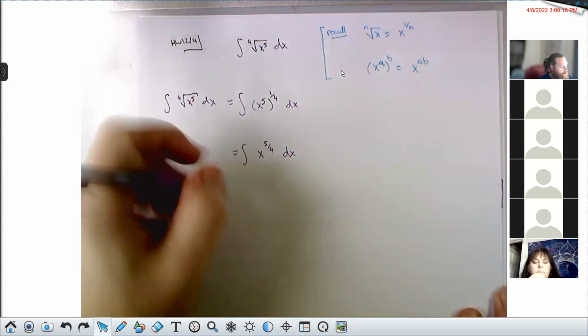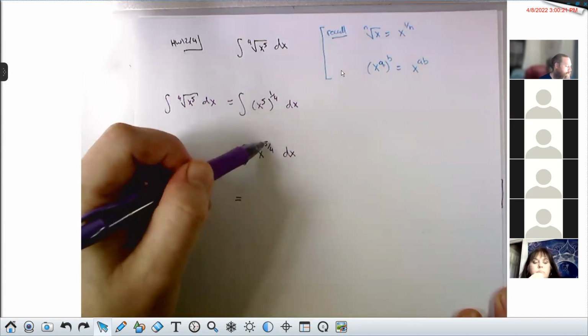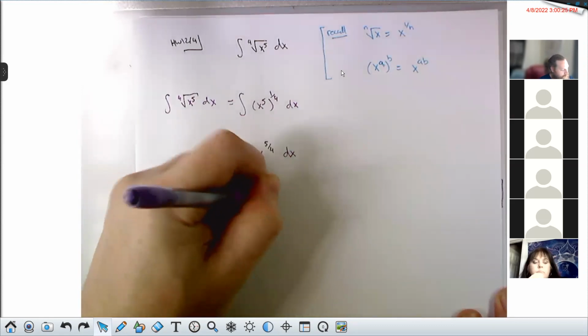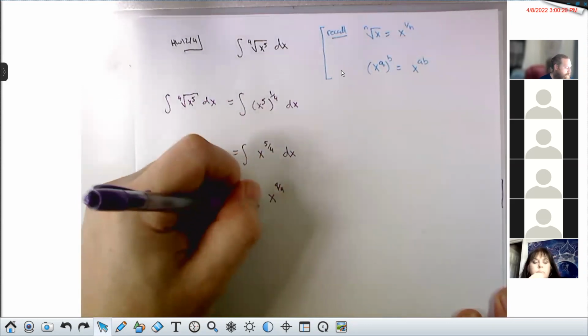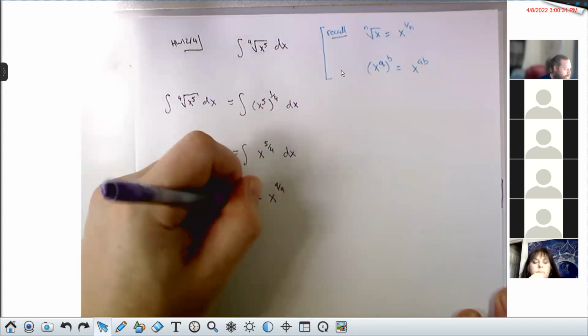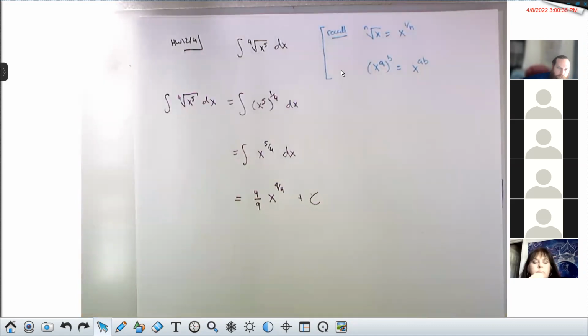And now we're ready to use our power rule. If I add 1 to this power, 5/4 plus 4/4 is 9/4. So I'll have x to the 9/4. And then I have to divide by 9/4, which is the same as multiplying by 4 over 9. So that would be my answer. Thank you. Yeah, of course.